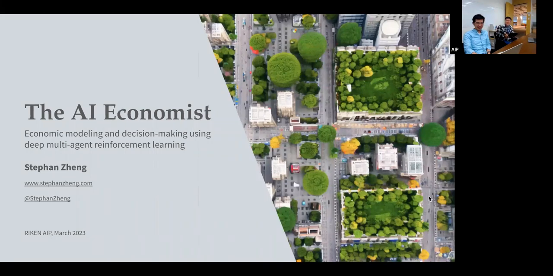All right, thank you, Zheng, and thanks everyone for being here, and thanks for giving me the opportunity to present my research to you today. So today I'll talk about the AI economist, which is a framework for economic modeling and decision-making using deep multi-agent reinforcement learning. And this research is the subject of the past 3 or 4 years or so.